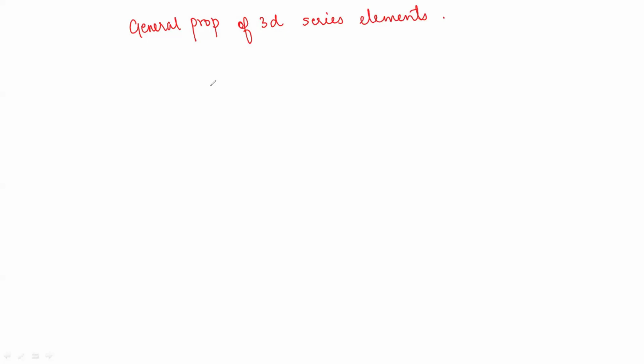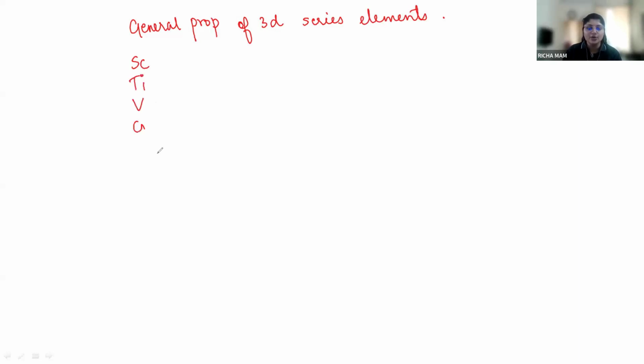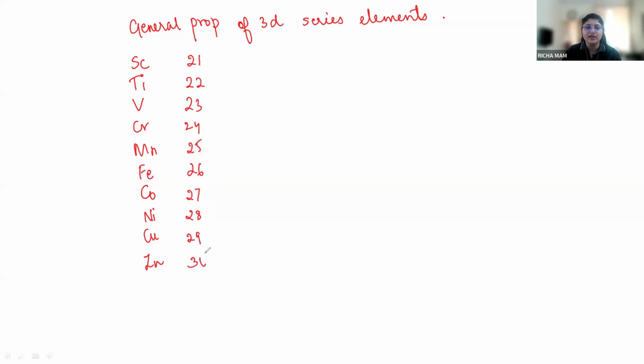So let me tell you the electronic configuration of the 3d series. First is scandium. So which are the elements? Titanium, vanadium, chromium, manganese, iron, cobalt, nickel, copper, zinc. Atomic numbers 21, 22, 23, 24, 25, 26, 27, 28, 29, 30.